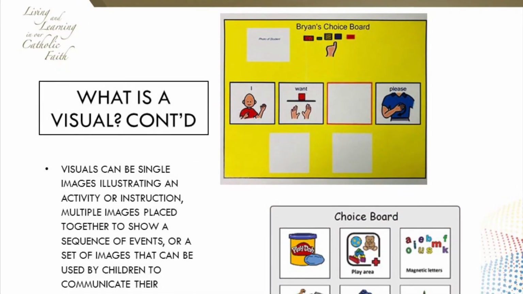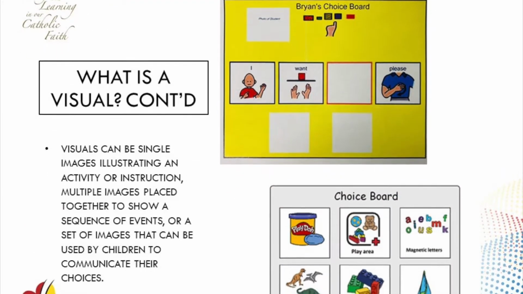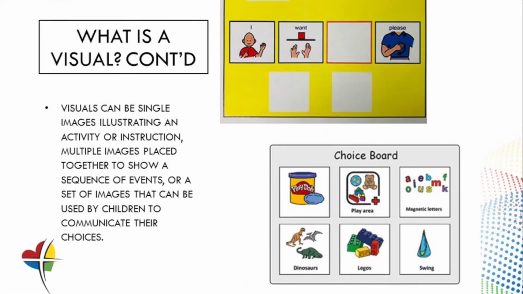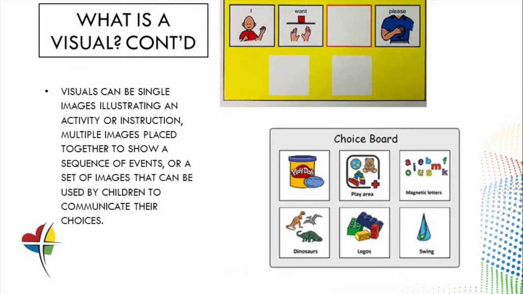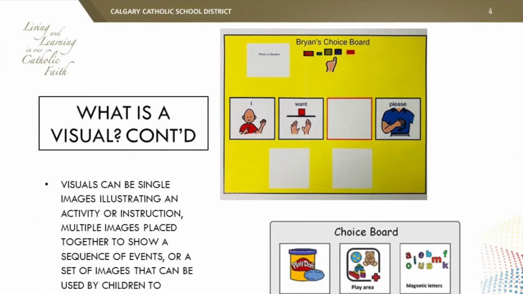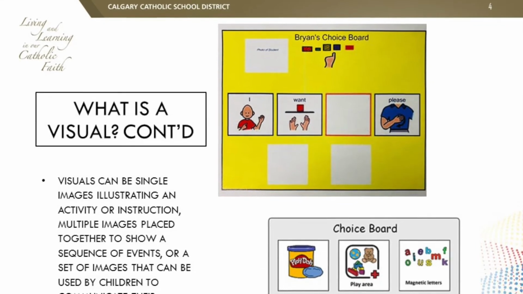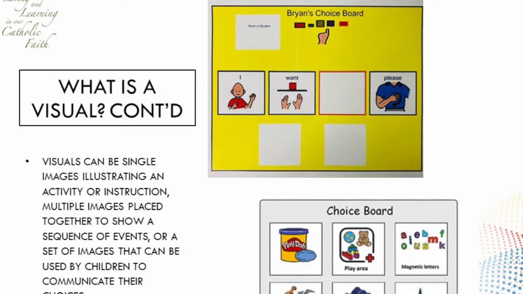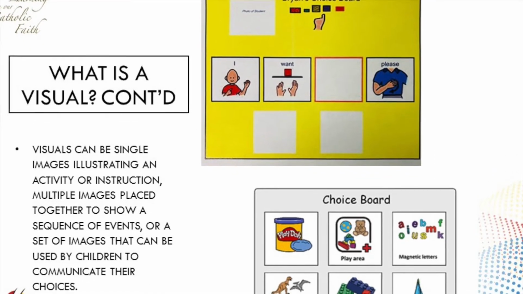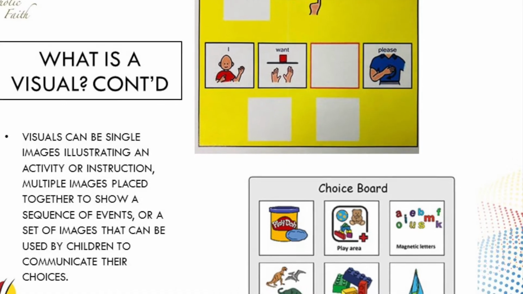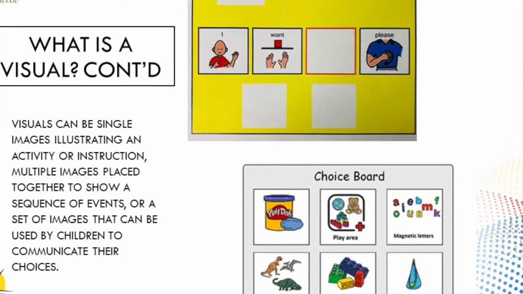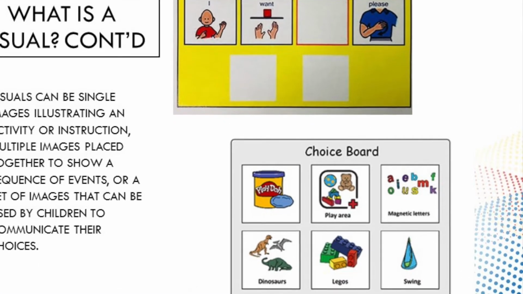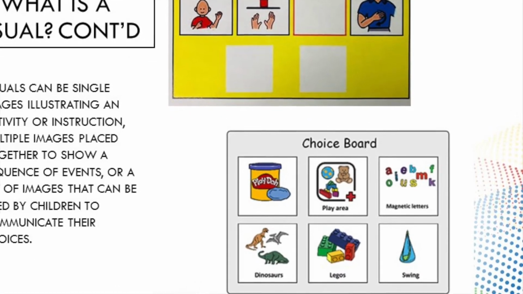Visuals can be single images illustrating an activity or instruction, multiple images placed together to show a sequence of events, or a set of images that can be used by children to communicate their choices. Here we have examples of choice boards. On the top one, there are two visuals of preferred activities that would be placed on the bottom of the board for the children to pick from. On the bottom choice board, there are visuals of a variety of preferred activities. Depending on the child's language skills and what you're working on, you could be modeling the language or have the child say the word or sentence.